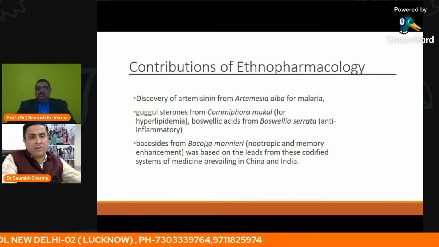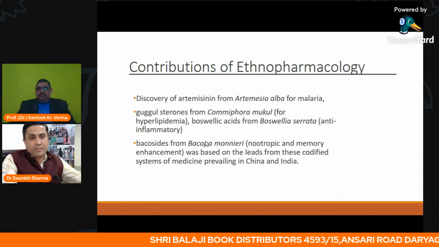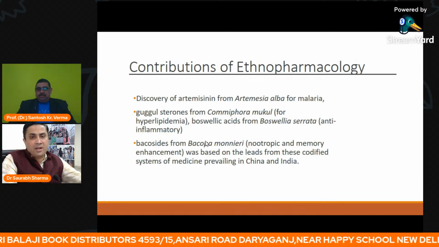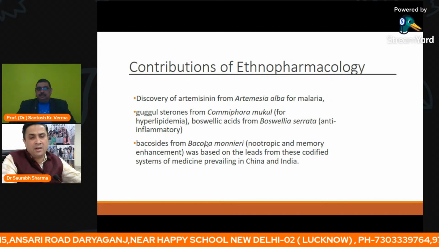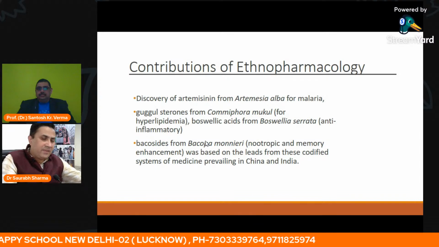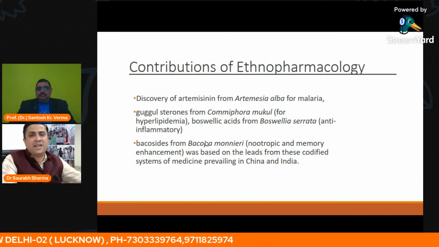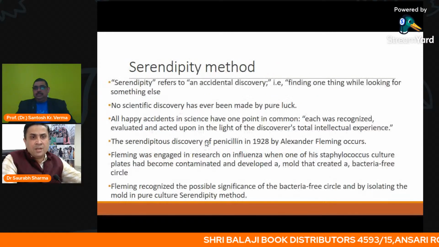Now, contributions of ethnopharmacology, obviously artemisinin from Artemisia alba. So these are some of the examples. Now, guggulsterones, then bacosides from Bacopa monnieri. These are some of the nootropic compounds. They all were used in the traditional systems of medicine, like in Ayurveda or in the Chinese system of medicine. They were further investigated for their pharmacological effects, and they are in the current system of medicines also.